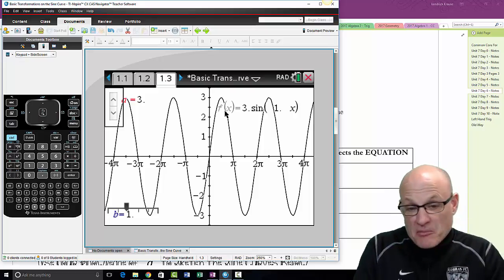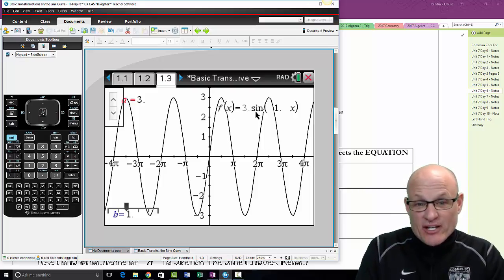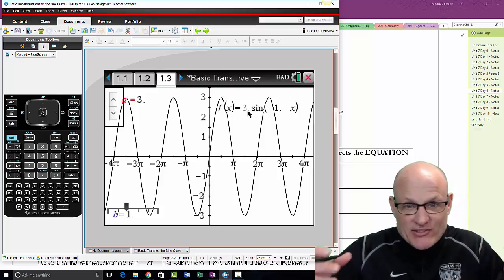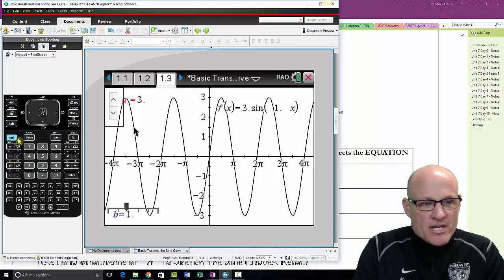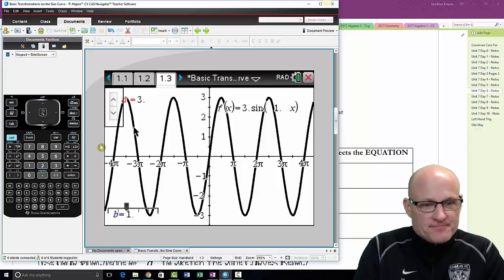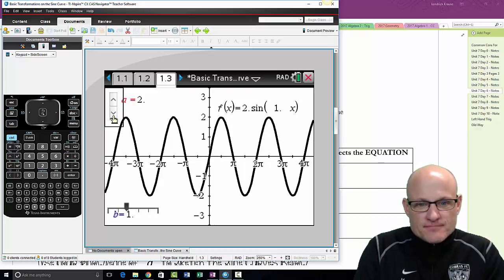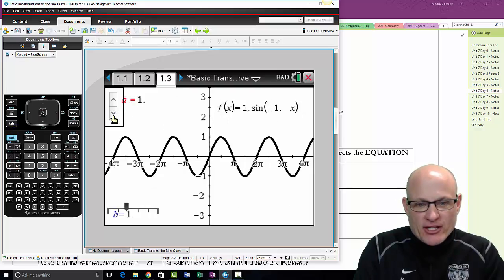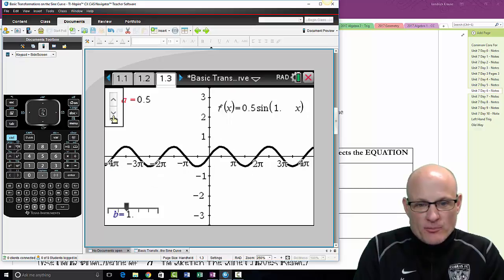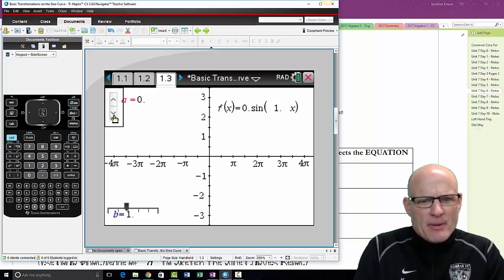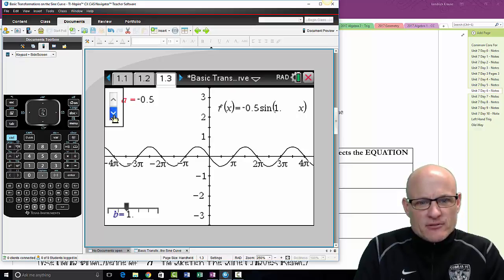So that doesn't come as any surprise. The number in front is going to be a dilation. It's going to get steeper. If I go down to a half, notice what's happening. It's just getting smaller and smaller. Now I'm at 0.5. Now, zero is nothing. That's kind of boring. 0 times anything is just 0, so it's just a horizontal line. But let's see what happens when I hit negative.